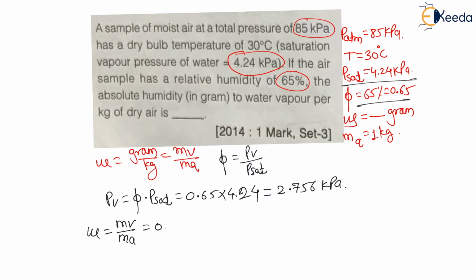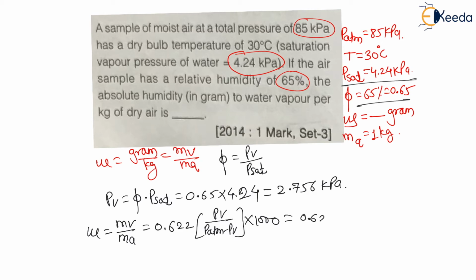And this specific humidity will be equal to mass of vapor divided by mass of dry air, which is nothing but equal to 0.622 pressure of vapor divided by pressure of atmosphere minus pressure of vapor, and this answer will be in kg per kg. If I multiply with 1000, then answer will be in gram per kg, right? So let us put the values.